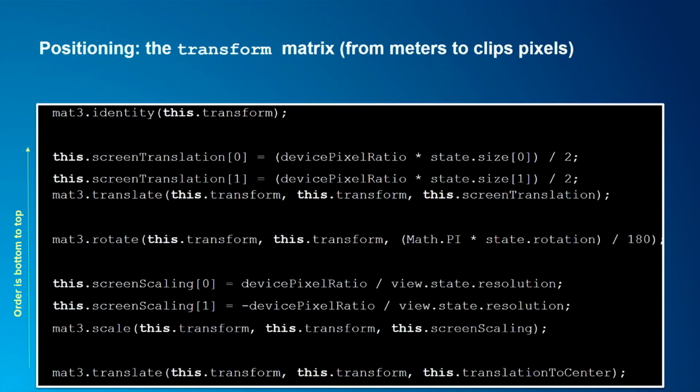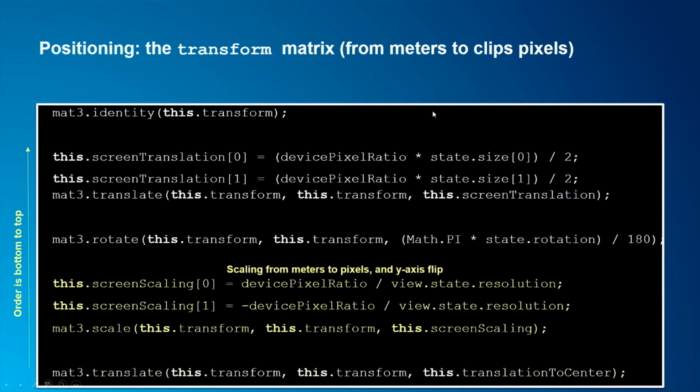Now let's talk about the matrices that we need to implement these transforms. We will be using GL matrix to do the matrix algebra. So read this code snippet from bottom to top, because that's how GL matrix works. The first step to compute the transform matrix is the 2D camera translation, which is responsible for positioning the 2D camera on the center of the view.